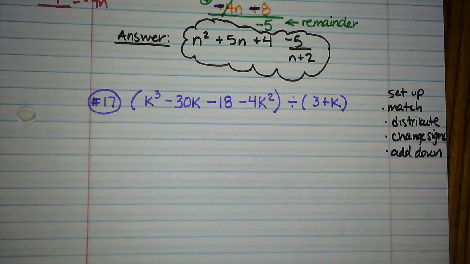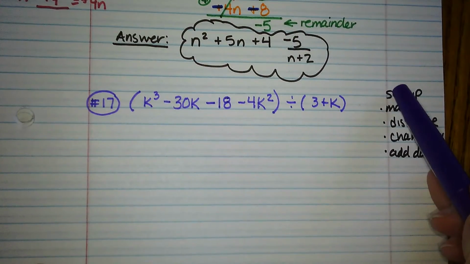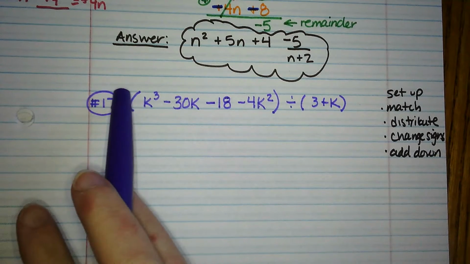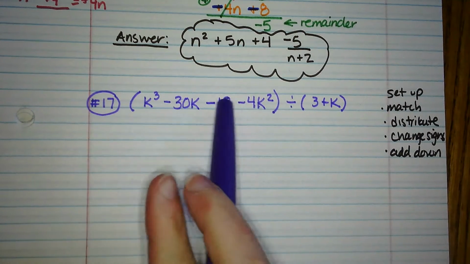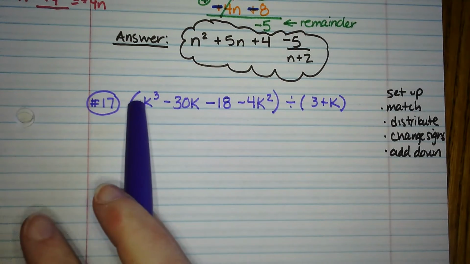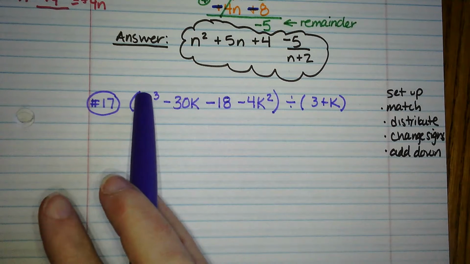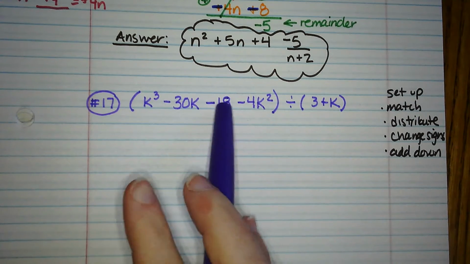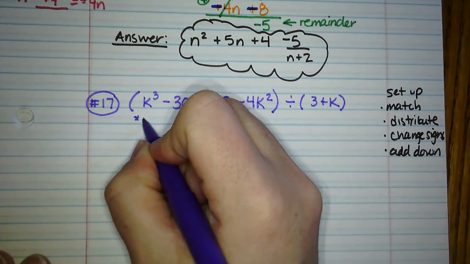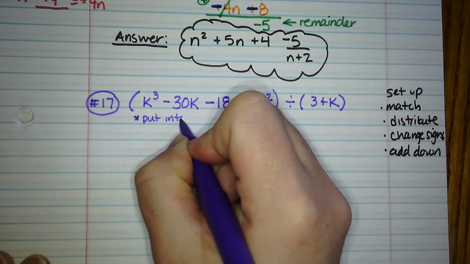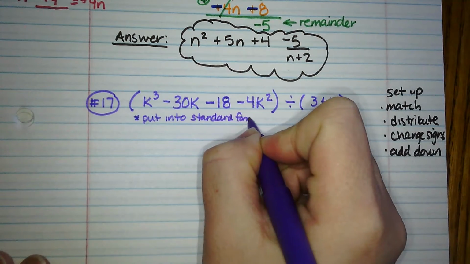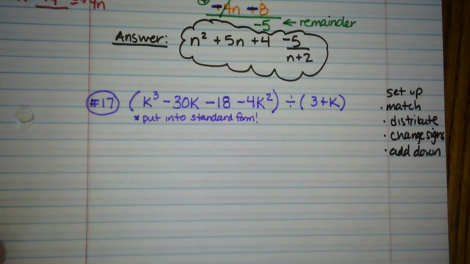Our first step, remember, in this process is the setup. And remember that when we set up, we need to make sure that my polynomial has all its terms in order from highest to lowest exponent and that there are no gaps or missing pieces. What I notice in this one is it goes from k to the third to k to nothing to k squared. And this isn't in the correct order. We have to put this in standard form. You can't just put it in like this. It has to be in standard form first.